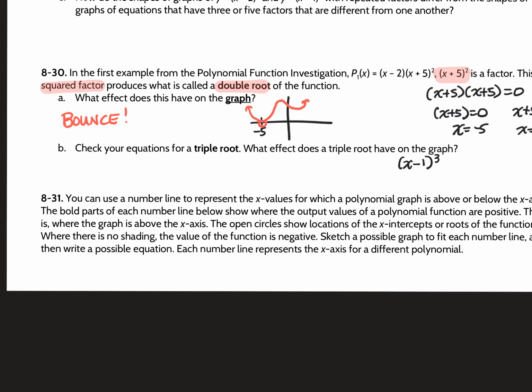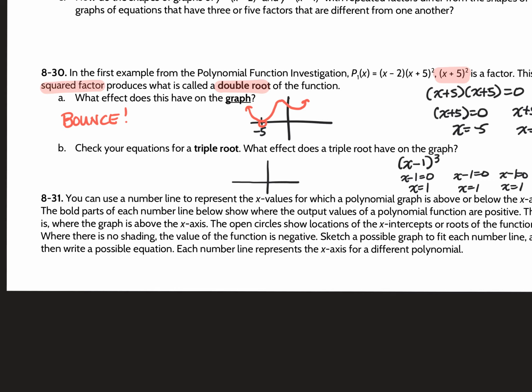So let's say x minus 1 cubed. The same kind of thing is going to happen here. If I were to look at just the graph of x minus 1 cubed, we'd have a root of x equals 1. We have 3 different equations that we would set up that just so happen to all give us the same root. And that's why it's called a triple root.